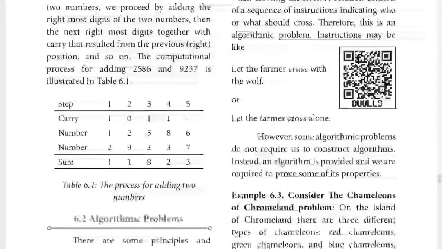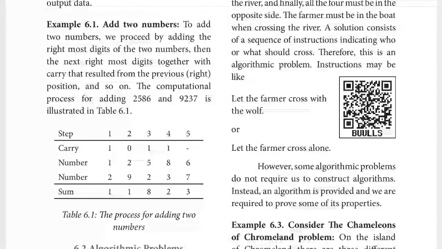So here you can see that they have given some problem. Adding two numbers. So you are just adding the two numbers from right to left. So here you can see that it is a step-by-step process.